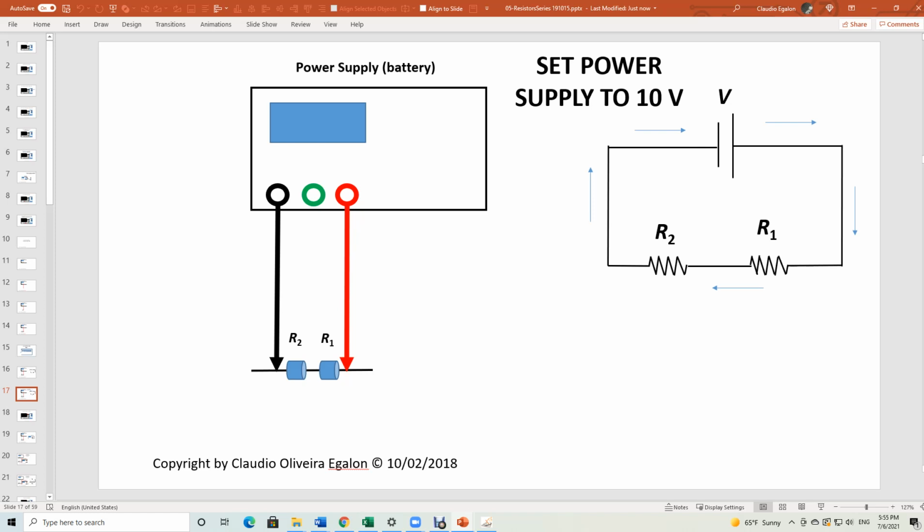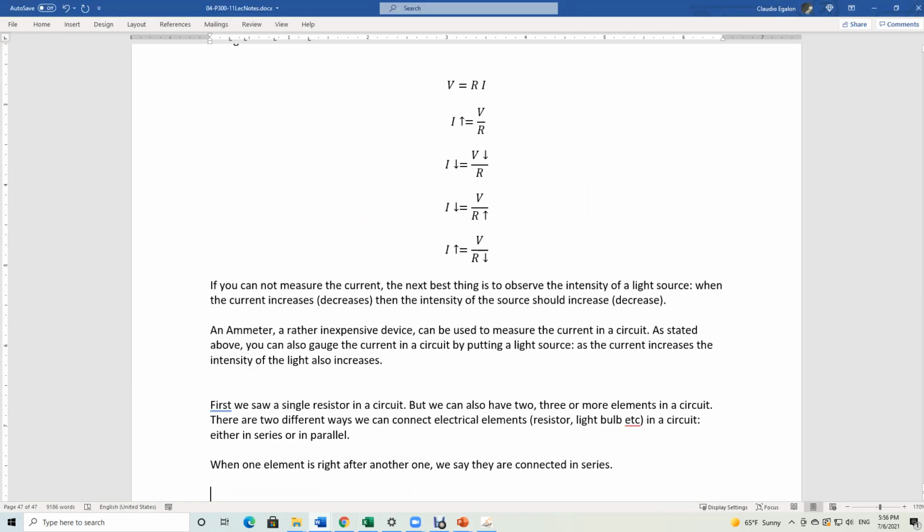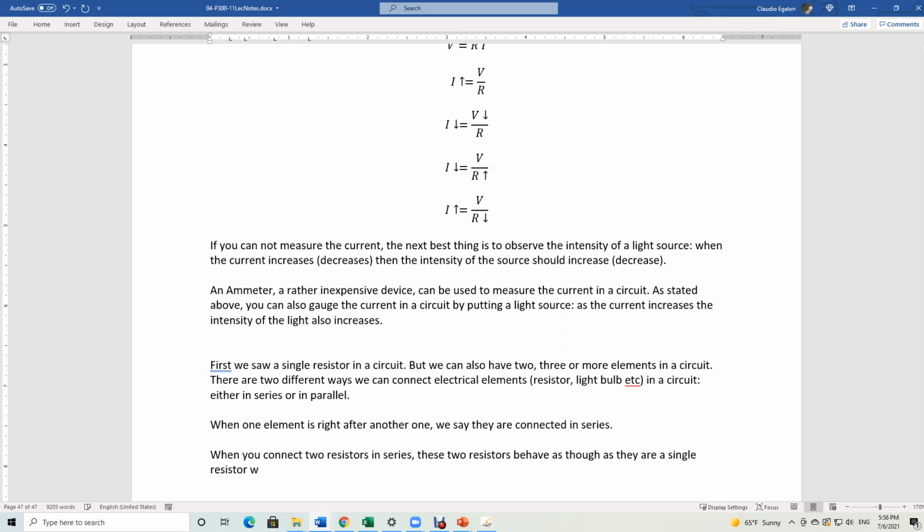There is something interesting about resistors in series. When you connect two resistors in series, those two resistors behave like a single resistor having a resistance equal to the sum of those two. I'm going to put that in my notes, okay? When you connect two resistors in series, these two resistors behave as though they are a single resistor with a resistance equal to the sum of the two resistors.